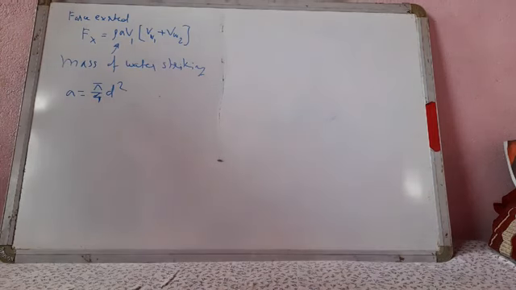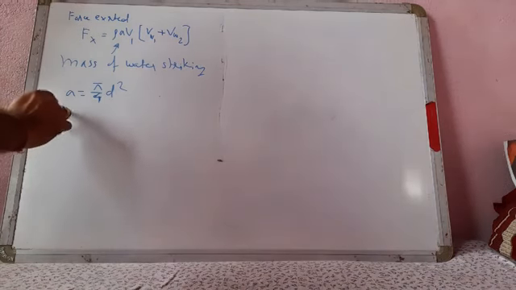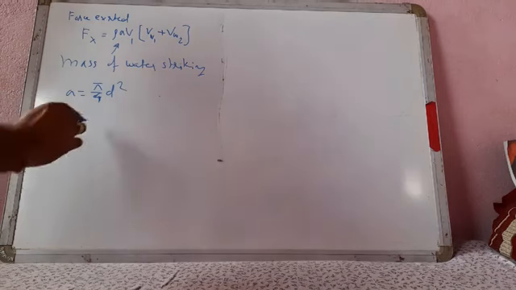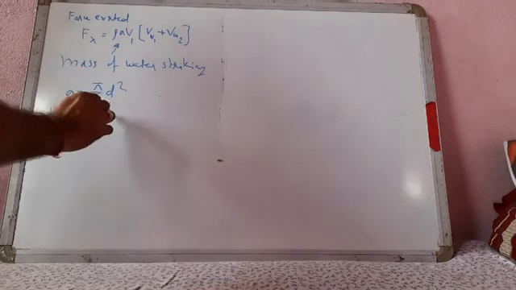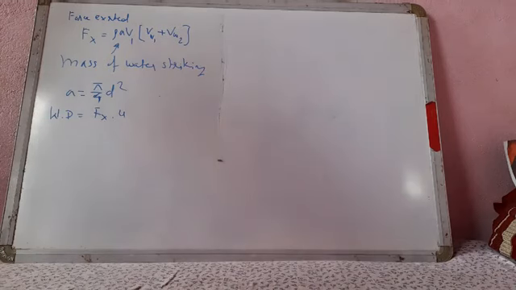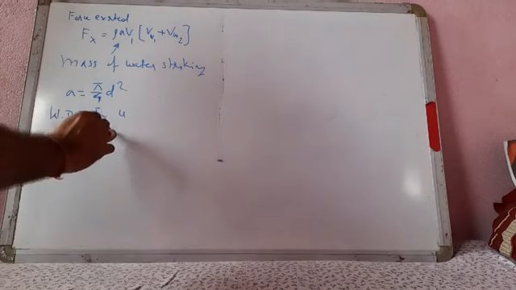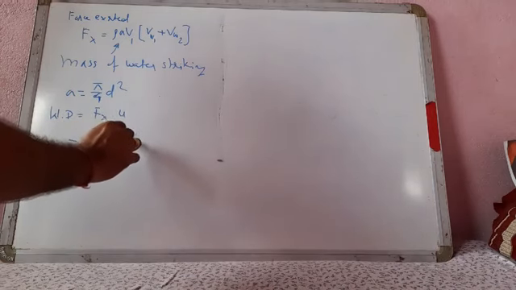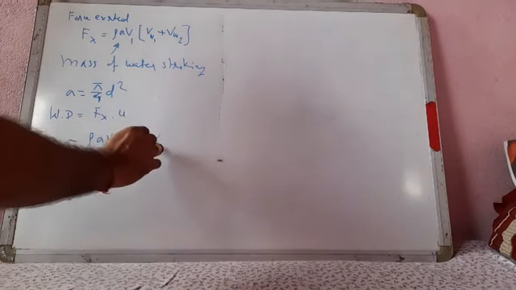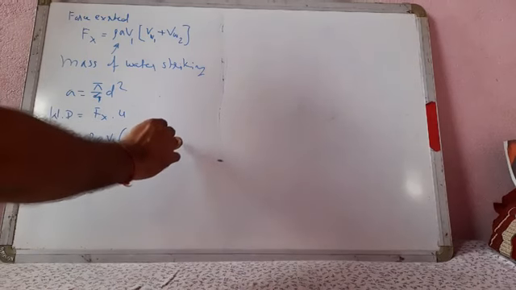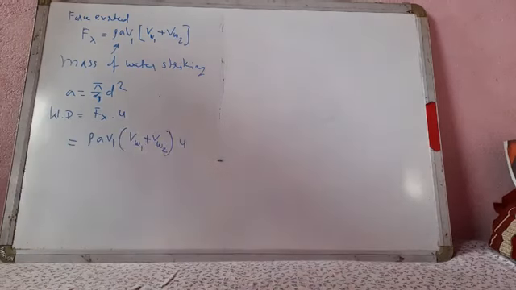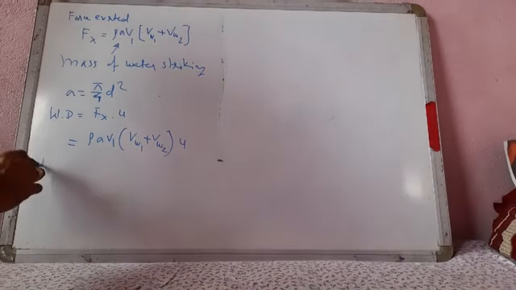Now work done by jet on the runner per second is equal to Fx into U. So putting the values here, rho A V1 (VW1 plus VW2) into U Newton meter per second. This is the power given to the runner by the jet.